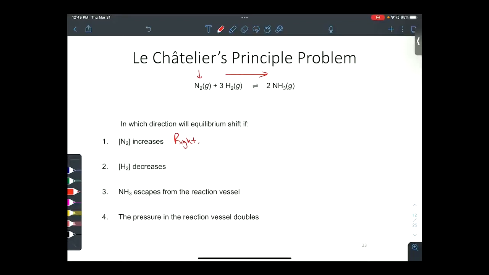All right, so the next one, what if we decrease H2 concentration? We're taking some reactant away. Which way will the reaction go to replace the H2 that we took away? Yes, back to the reactant side, or to the left. All right, let's say some NH3 escapes from the reaction vessel. If NH3 escapes from the reaction, are we increasing or decreasing the NH3 concentration?